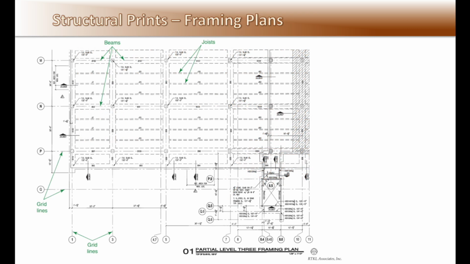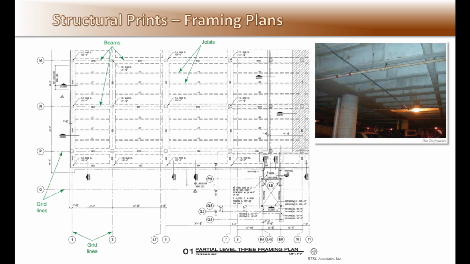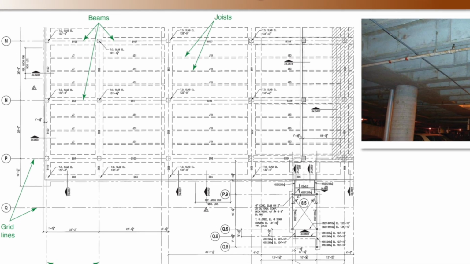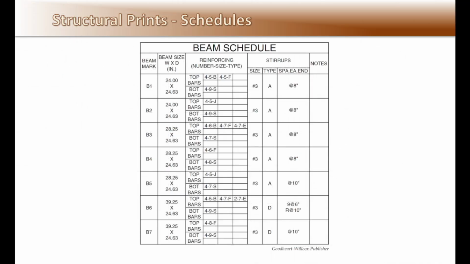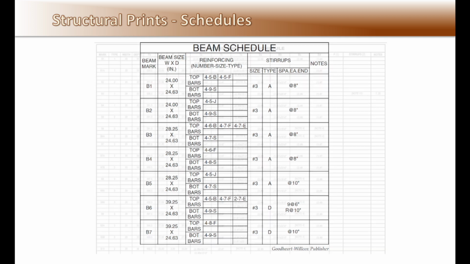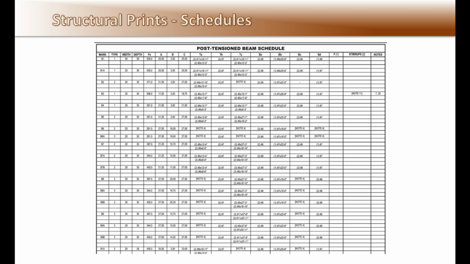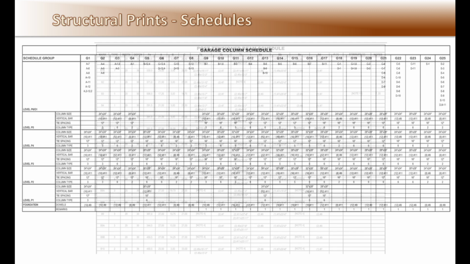Here is an example of a concrete beam and joist framing plan and what it would look like when built. The beams are identified with beam marks that refer to a schedule. The same goes for the concrete joists. The beam schedule will indicate the beam size, the rebar size, the spacing for both top and bottom bars, and stirrup requirements. There are many kinds of schedules used in structural concrete, like post-tensioning and column schedules.